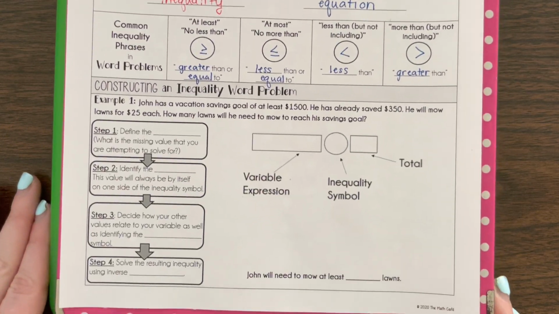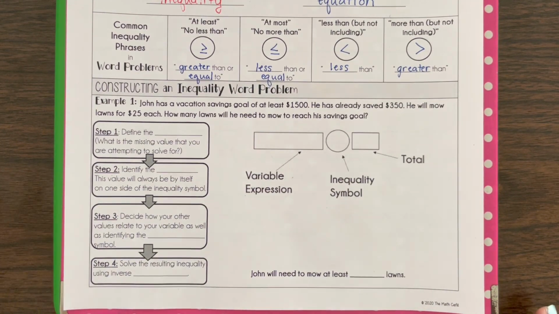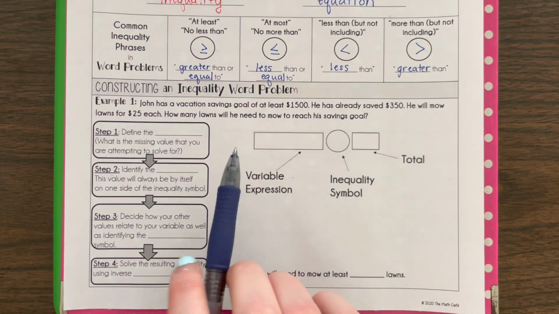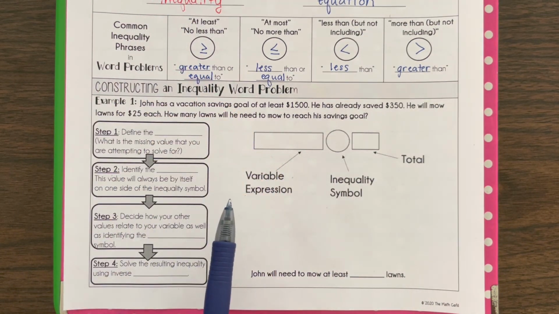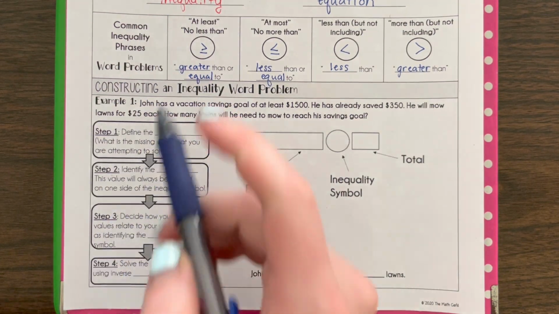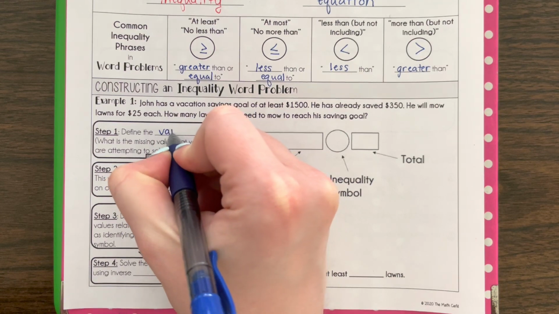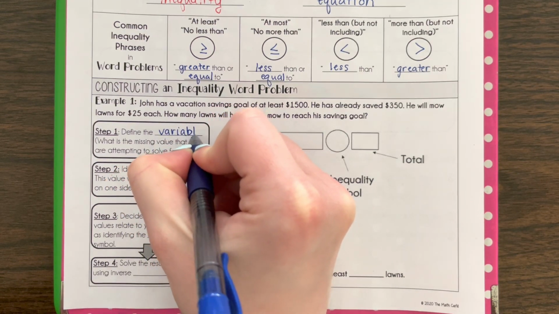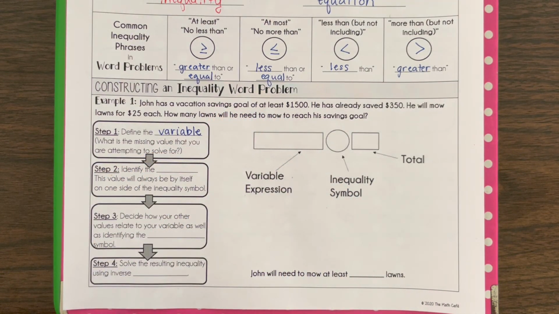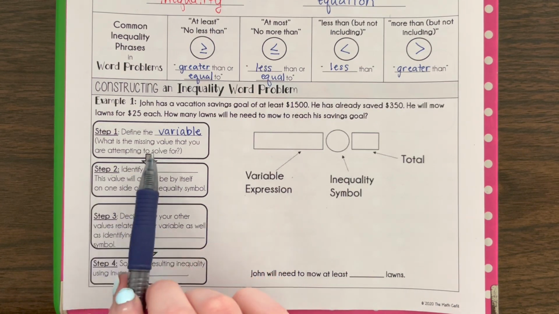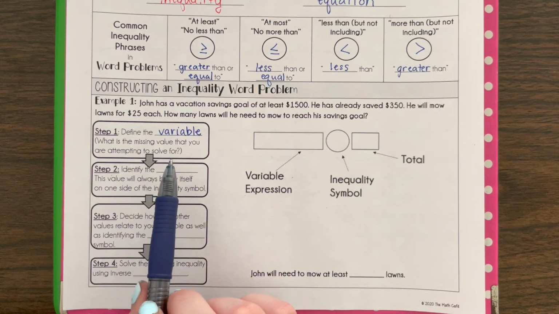All right, so let's do our first example. This is going to be really similar to how we solved our word problems with two-step equations. It's going to have the same steps. So we're going to be working on this first problem that we just read about up top. Step number one, we are going to define the variable. In other words, what is the missing value that we're trying to solve for?